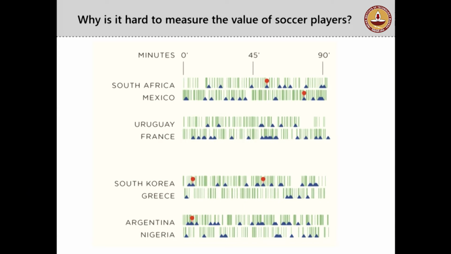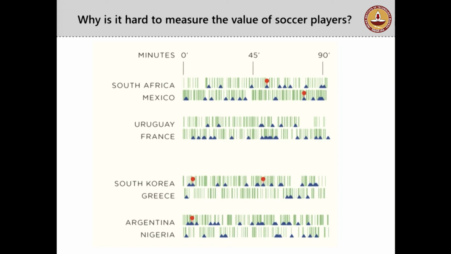Yet, look at the result. It is a draw, right? And look at the next match, where there are way more blue triangles that France has than Uruguay, right? So France has had more opportunities for a goal, yet none of them converted into a goal, right? And yet the match ended in a draw.